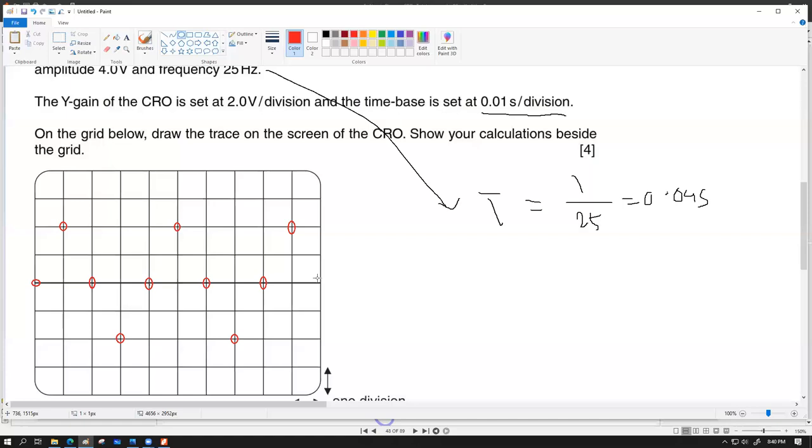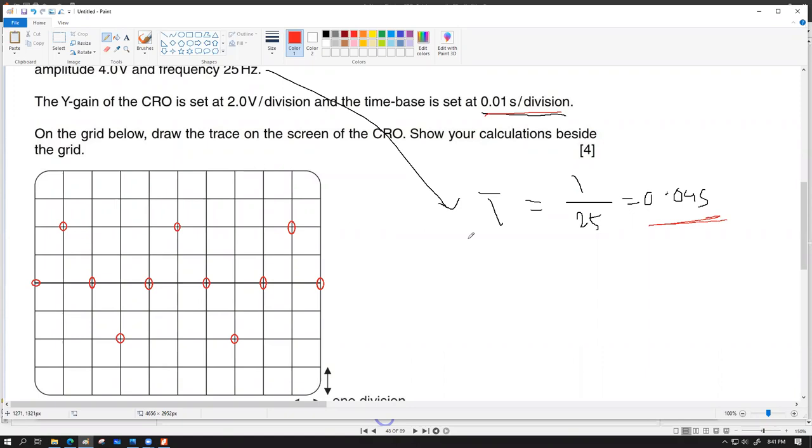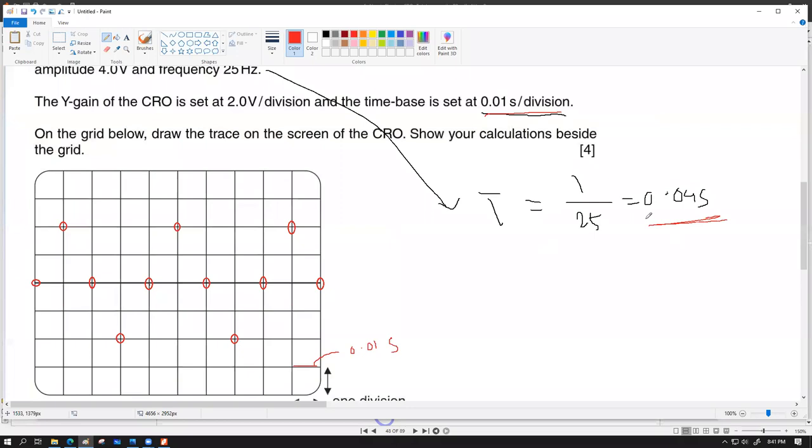Sir, I couldn't understand the cycle division in any way. Because the time period of this information is supposed to be 0.04 seconds and the time base is 0.01 second per division, which means on the horizontal division this must represent 0.01 per division. So how many of these lines do you need to cover for 0.04?